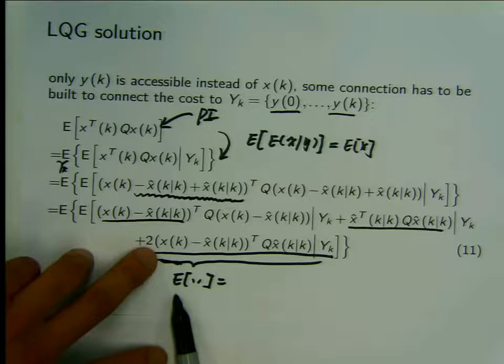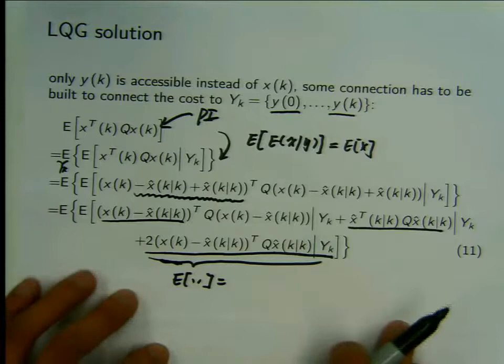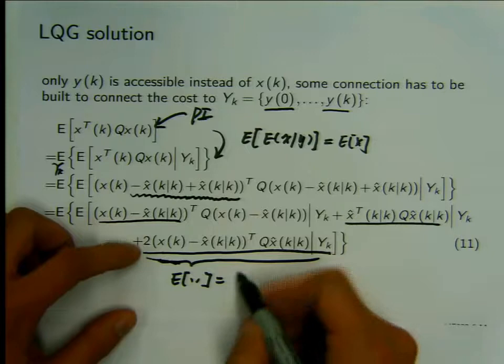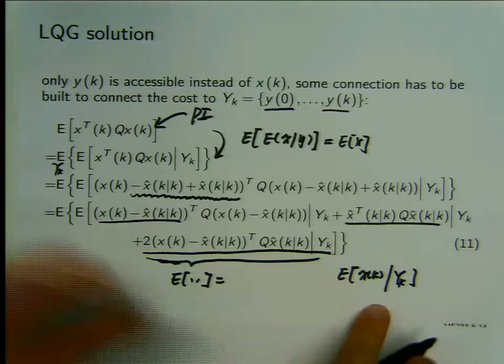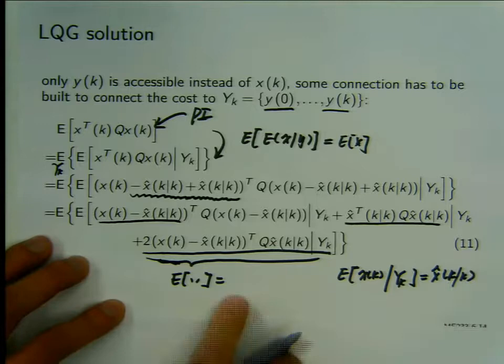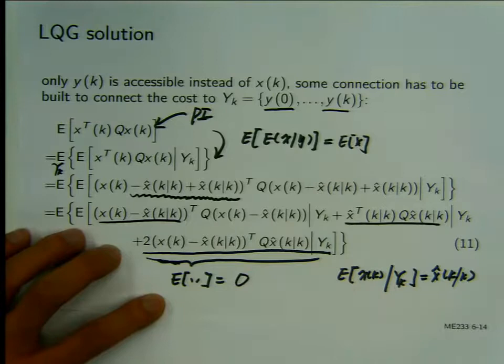What is this guy? So the hint is this. If I take the expectation here, then I'm going to get something that will occur inside here. It's going to be the expected value of x_k conditioned on y_k, which is x hat k|k. And then it's going to cancel this term. So this is zero. Any questions?